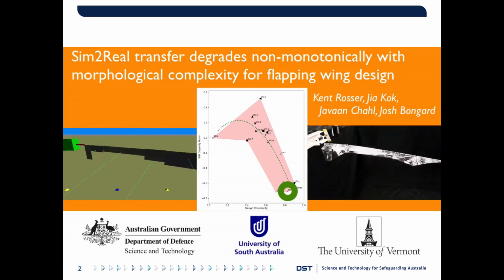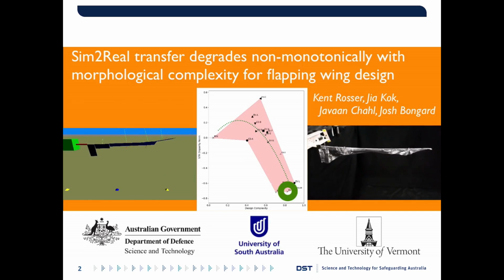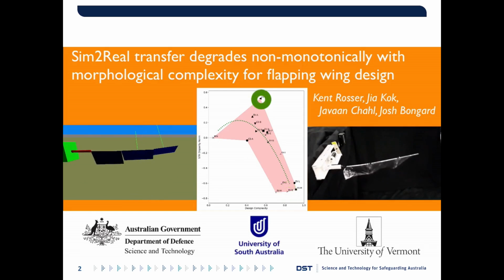The video shows three separate example wings flapping in simulation on the left and in reality on the right. The wings' complexity and Sim2real disparity are plotted in the center, which highlights the degrading relationship.